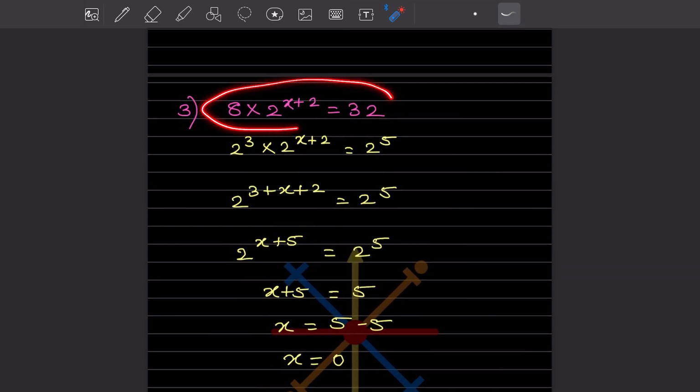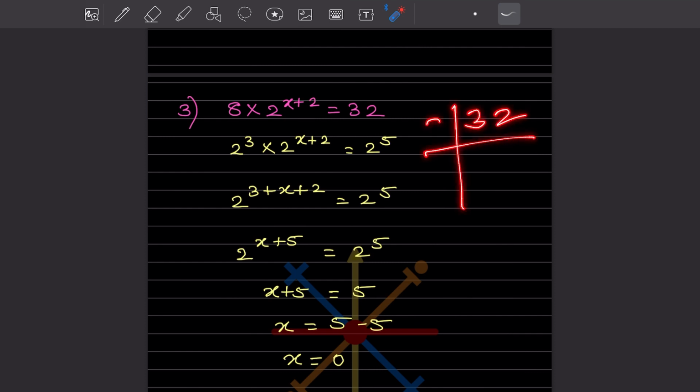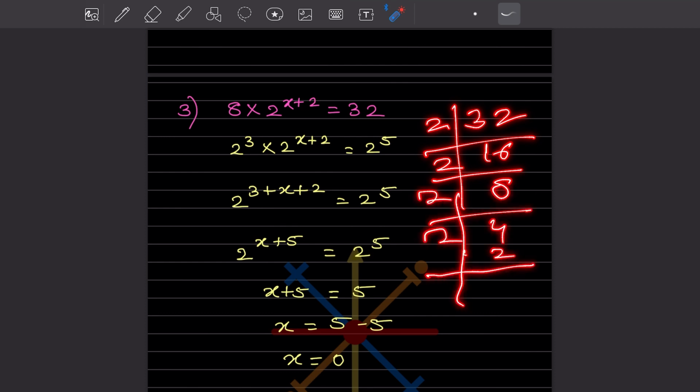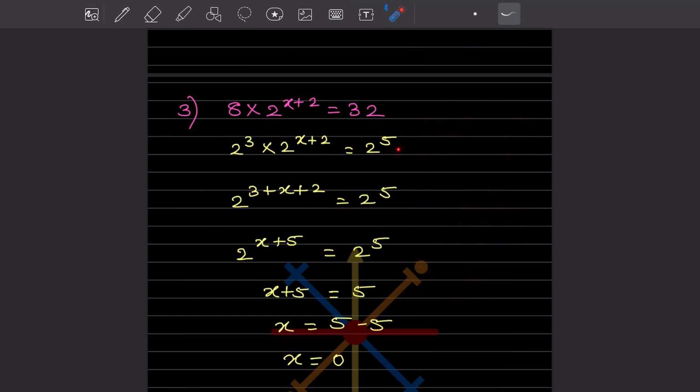Now look at here. What we can see, this is 8 and this is 32. All three are different numbers. So first thing we can do, we can make it to base 2. 8 is nothing but 2 into 2 into 2, so that will be 2 cube. This will be as it is. 32 is nothing but, you can take the factors. If you don't know directly, you can take like this: 2 16s are, 2 8s are, 2 4s are, 2 2s are, and 2 1s are. So how many 2s are here? 3, 4, 5. So there are 5 2s here.